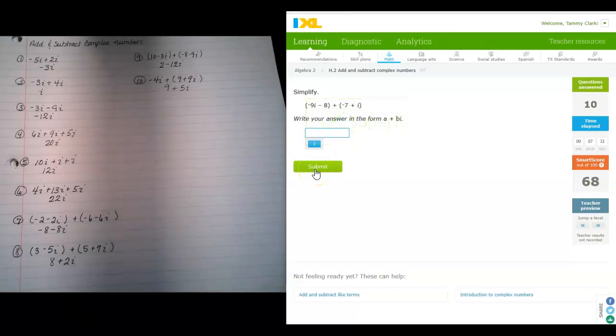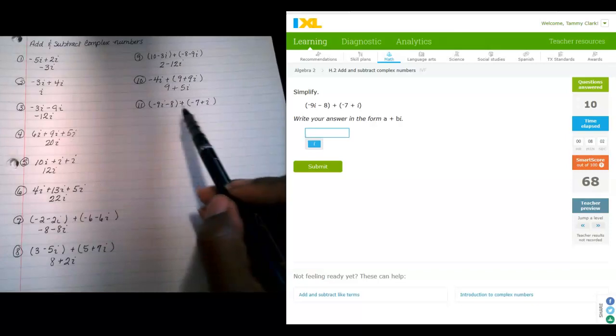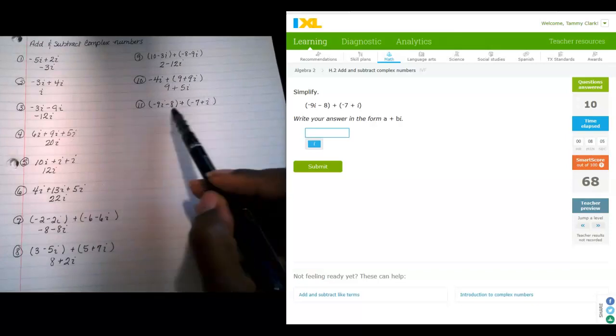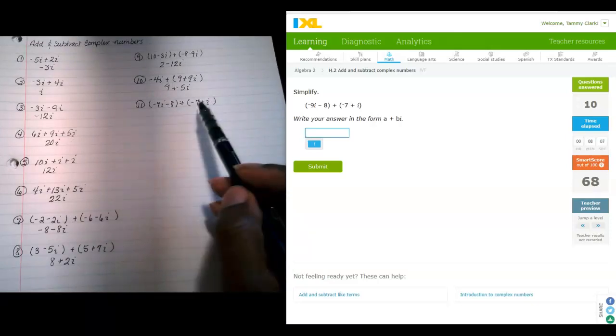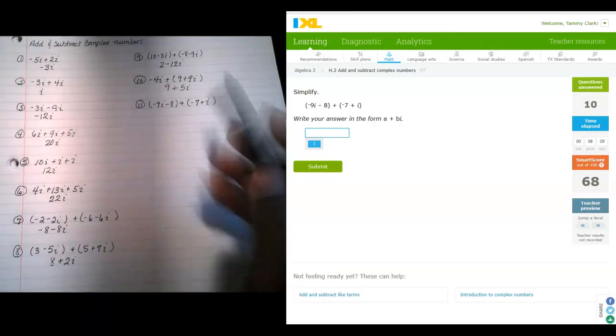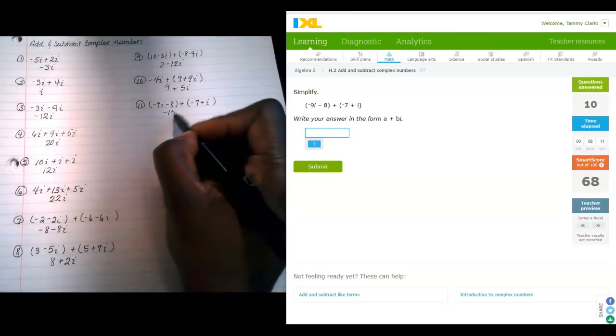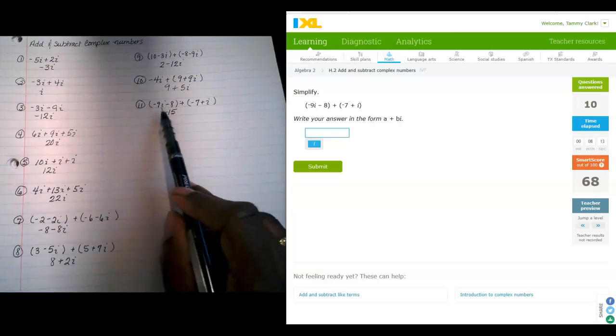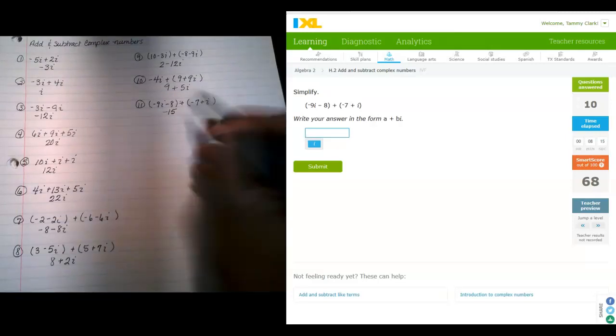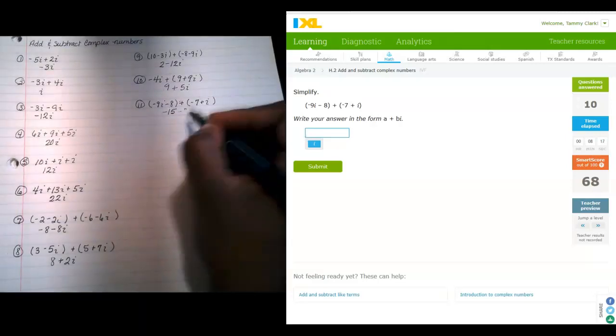Let's continue. We've got negative 9i minus 8 plus negative 7 plus i. So if we go ahead and take care of the real numbers first, even though they're written kind of backwards here, that's fine. So negative 8 plus negative 7 is negative 15. Negative 9i plus i would be negative 8i.